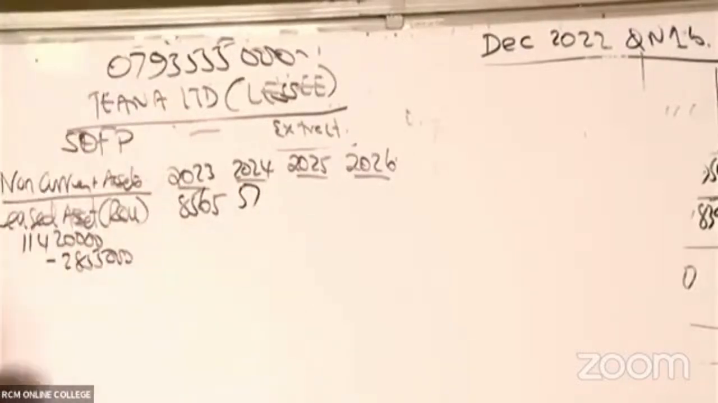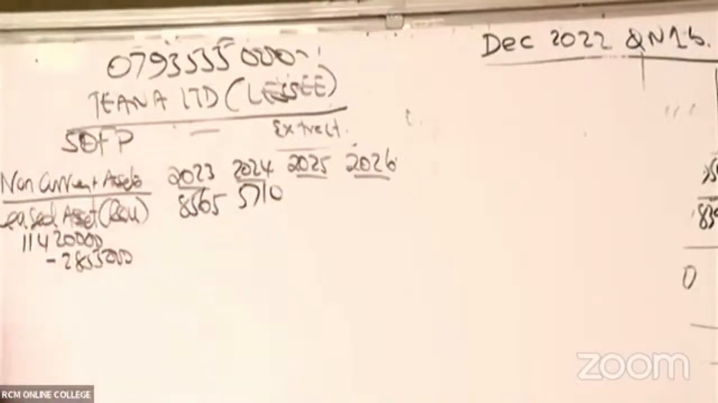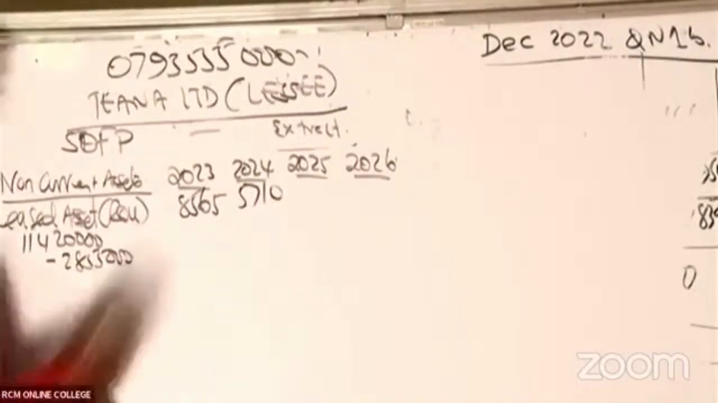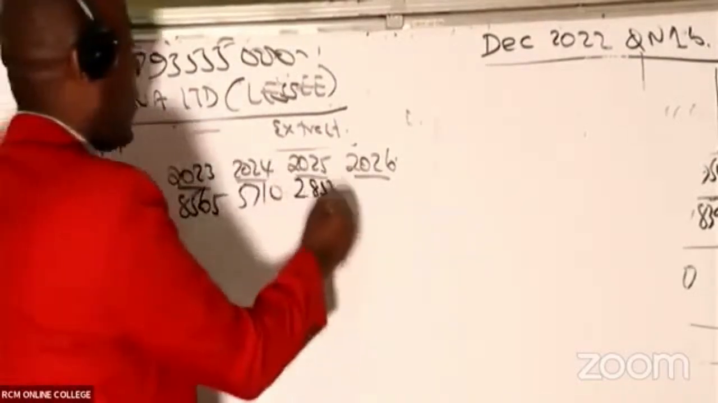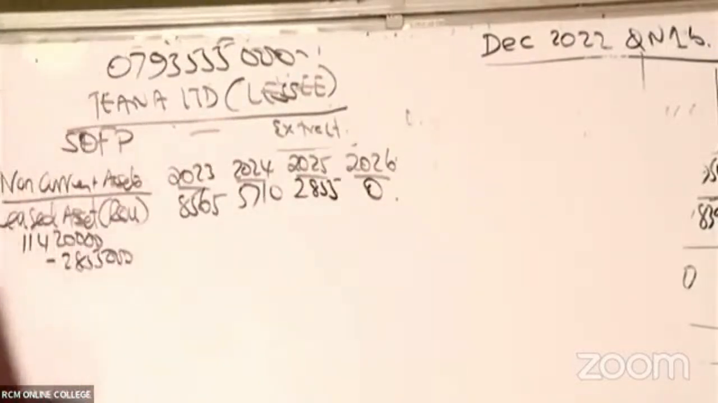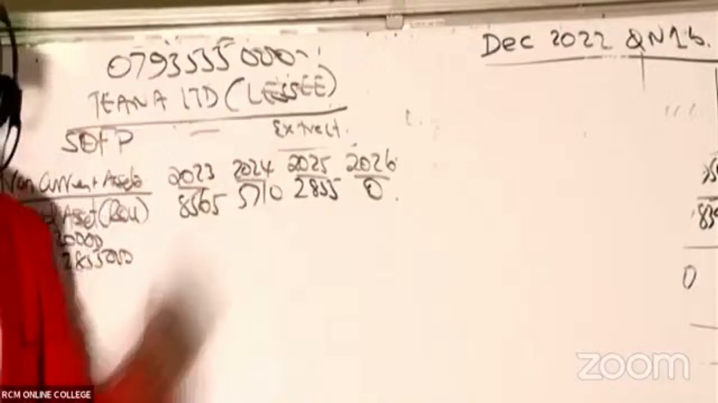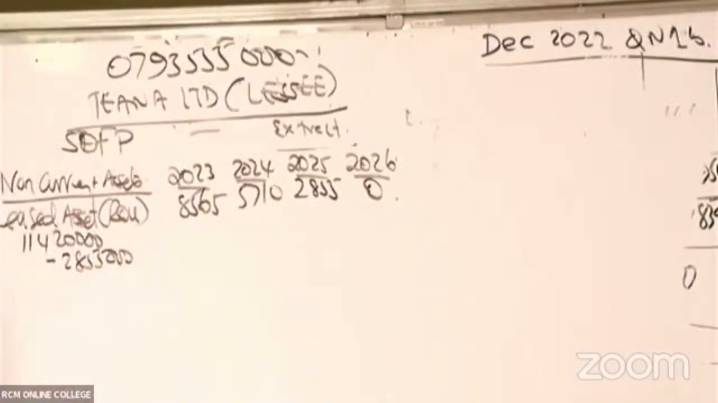57,10. Okay, 2025, 2,855,000. And then of course, lastly, we have nothing to report in 2026 because the asset is fully depreciated. By the end of 2026, we shall be returning this leased asset to the owners.